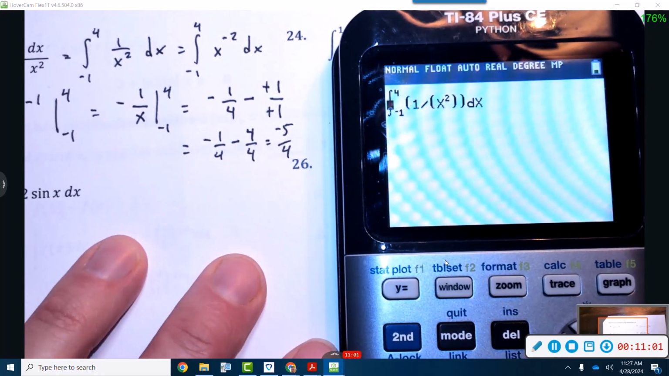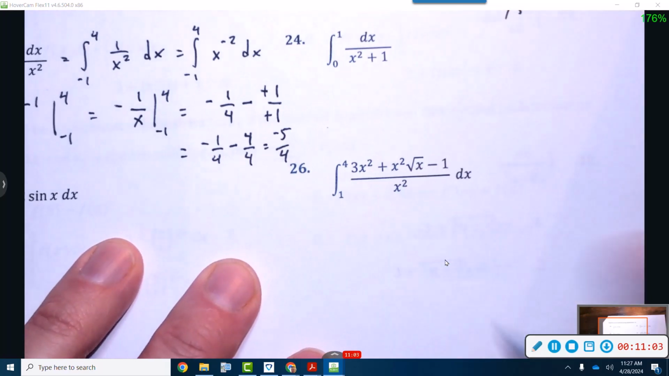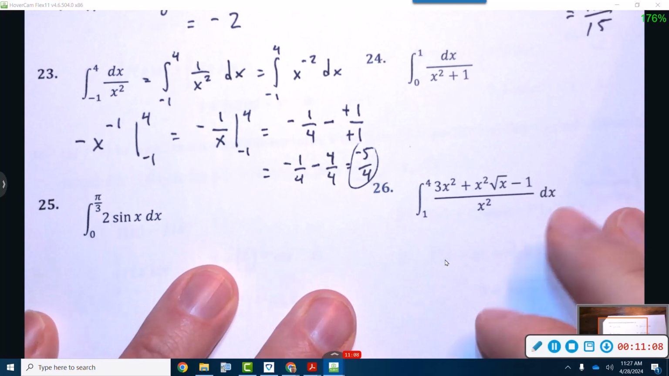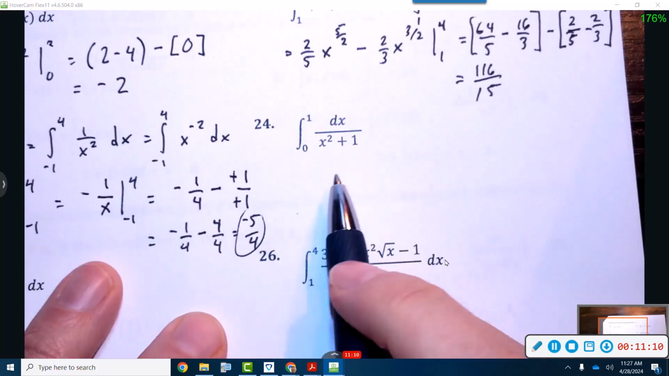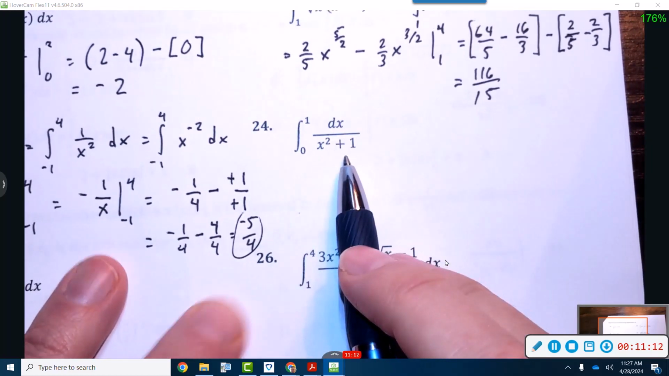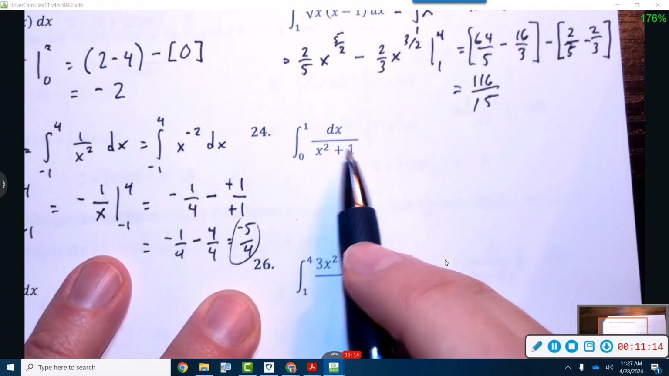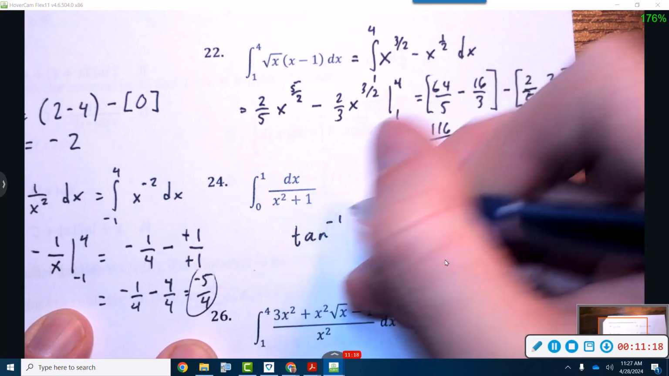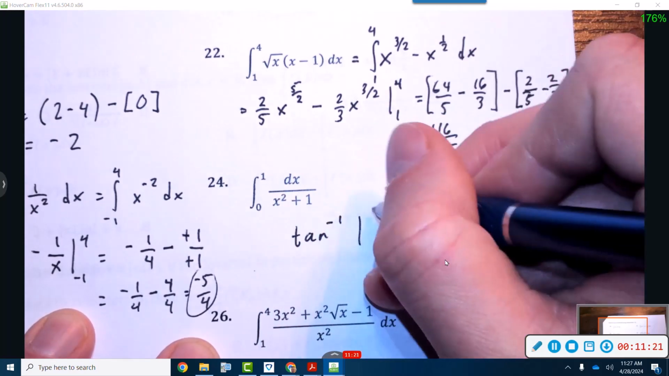So, yeah, we will. I'm going to go with it. It just feels right. This one right here looks like that is the inverse tangent. So it is inverse tangent, evaluated at 1 and 0.